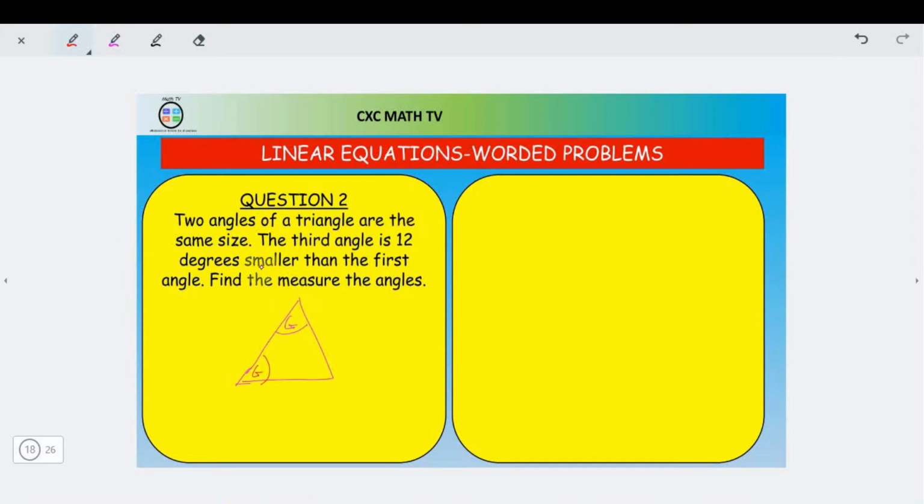Then the third angle is 12 degrees smaller than the first. So the next one is G minus 12, because it needs to be smaller. Now we need to find the measure of all the angles. What do we know about triangles? All the angles add up to 180. So G plus G plus G minus 12 is 180. So G plus G plus G is 3G. Yes, 3G. And 3G minus 12 is 180.